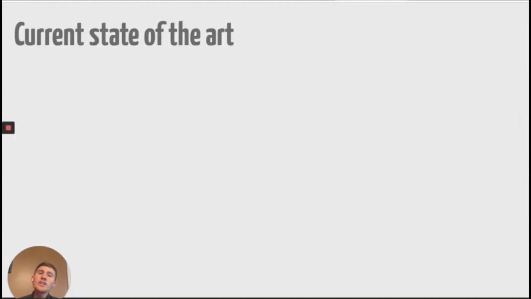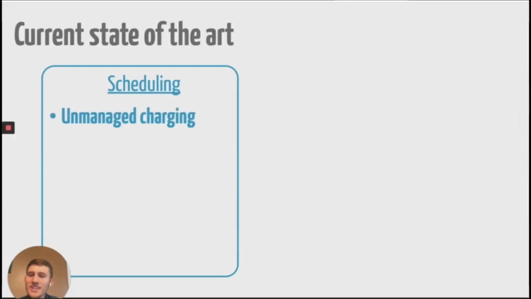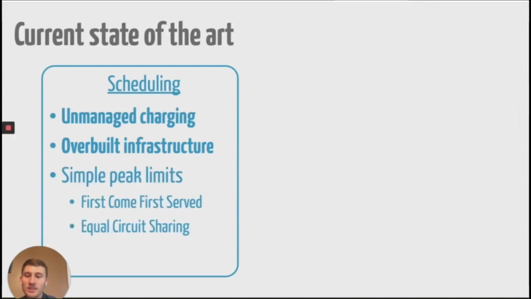If we look at the current state of the art in terms of what is being installed and what people are using to charge their cars today, in terms of scheduling, most large-scale EV charging is still unmanaged. That means that as soon as a car plugs in, it's going to charge at its maximum rate. That requires us to overbuild infrastructure so that we can handle those spikes in demand. Those spikes in demand also lead to really high demand charges.